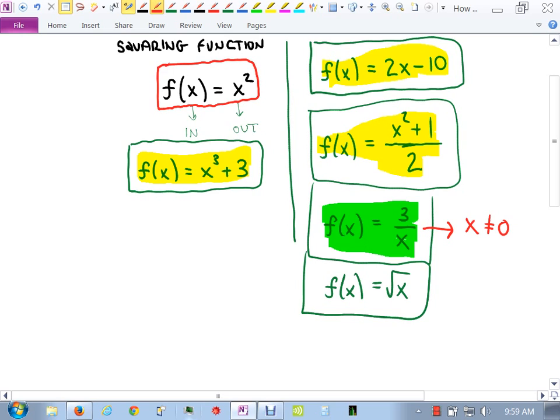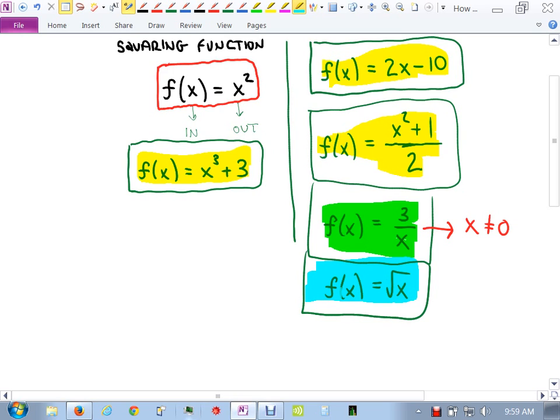So this is where we start to get into the idea of the domain. On all the yellow functions there, I could plug anything I wanted into it. On the bottom one here, the green one, you can't plug 0 in, but anything else is okay. And what about this last one?